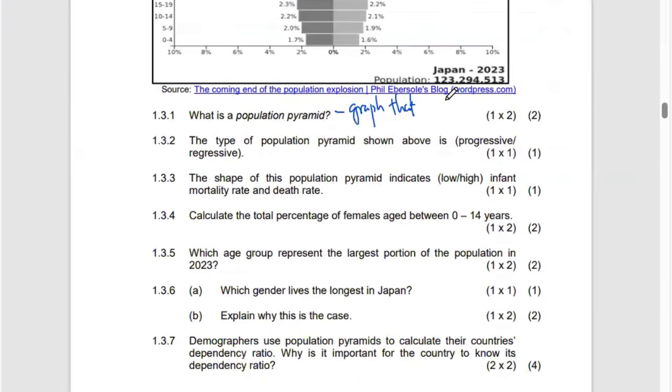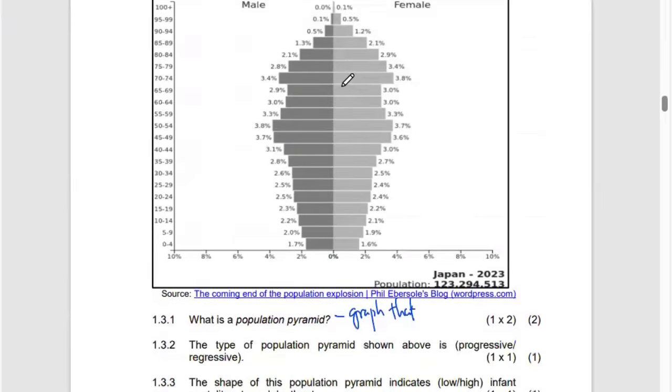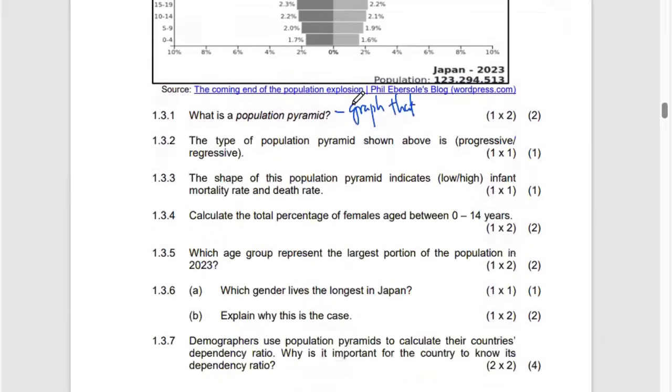Right, taking it on, we go on to the next part, which is our next question. The type of population pyramid shown above, is it progressive or is it regressive? Right, if we check here, the upper part is declining. So it has a wider midpoint, and as it goes up to higher age groups, it declines. So basically, that kind of population pyramid is what we call a regressive pyramid.